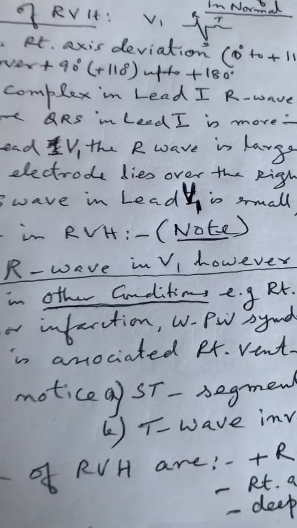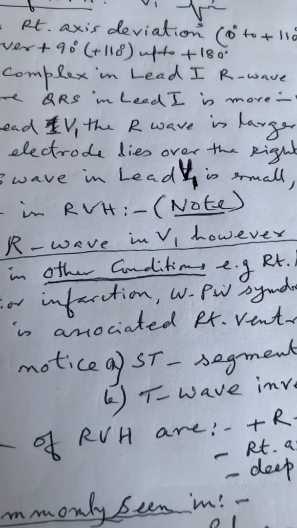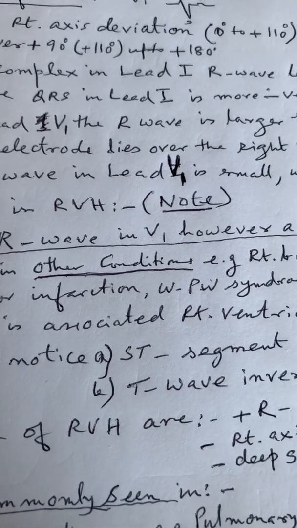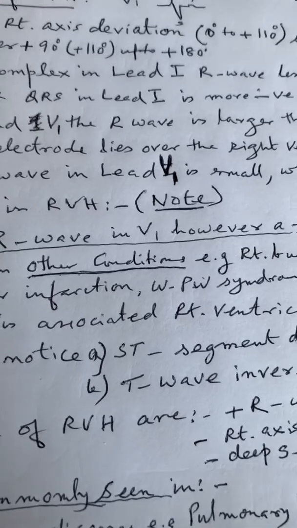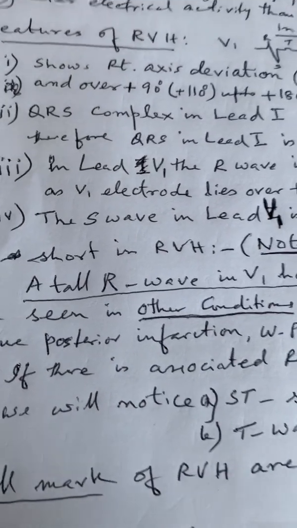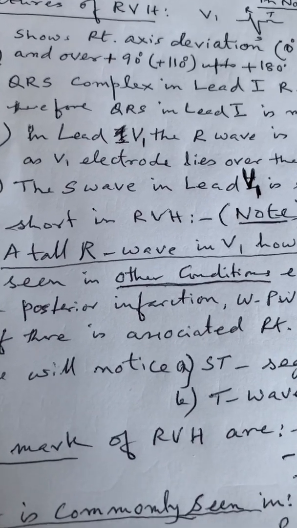So how will you differentiate? You will see right axis deviation, and in V1 you will see a tall R. Then perhaps you are dealing with right ventricular hypertrophy. It has to be confirmed through echocardiography.